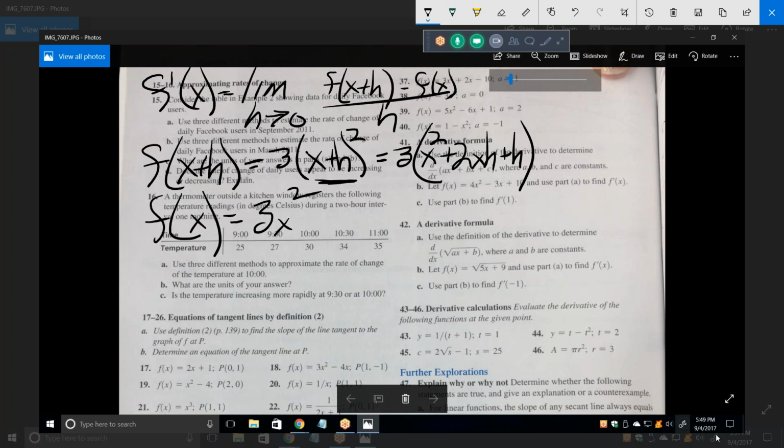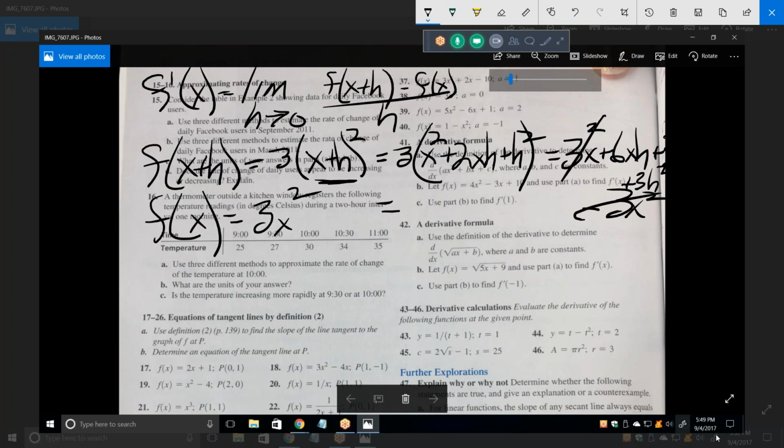Okay, now distribute the 3. So we have over here 3x squared plus 6xh plus 3h squared. Okay? And we are subtracting from that. What's f of x? It would be, so we're just subtracting 3x squared, so it would cancel just the 3x squared.